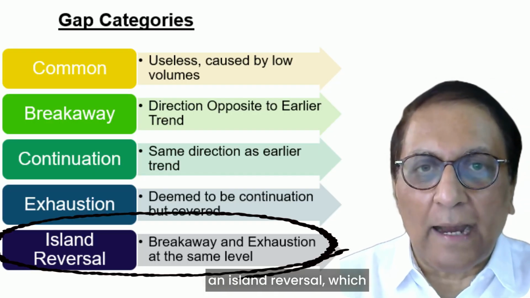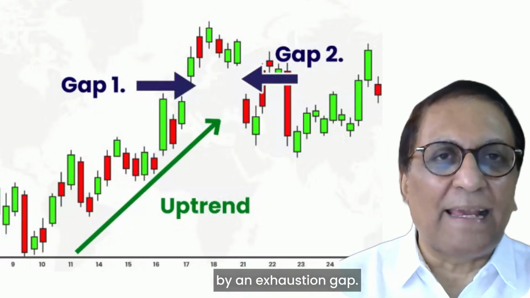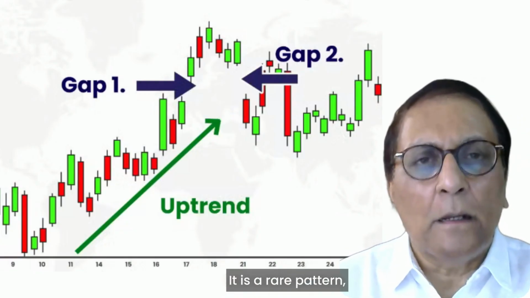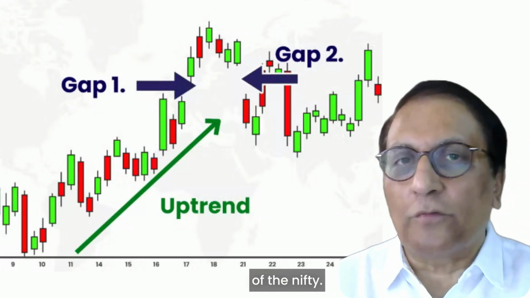Finally, there is something called an island reversal, which is basically a breakaway gap which is covered by an exhaustion gap. It is a rare pattern, but of late it has appeared twice in our current movement of the Nifty.